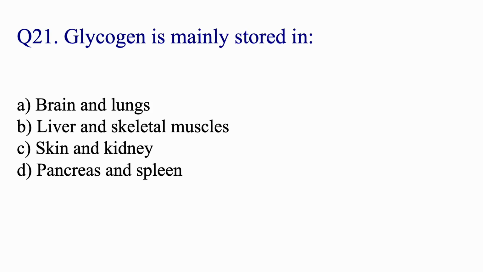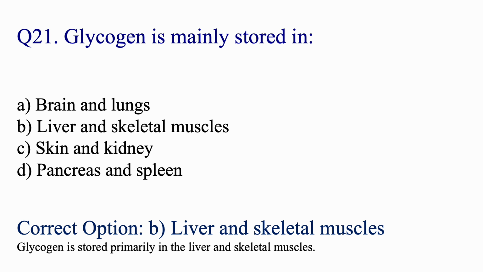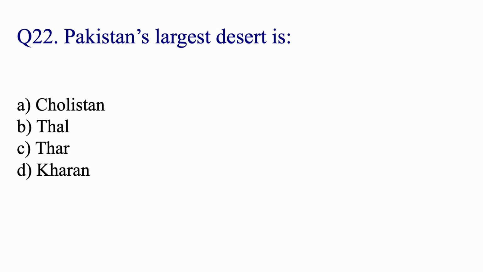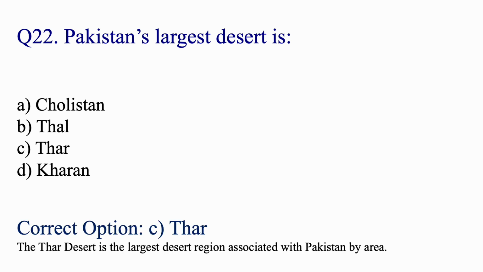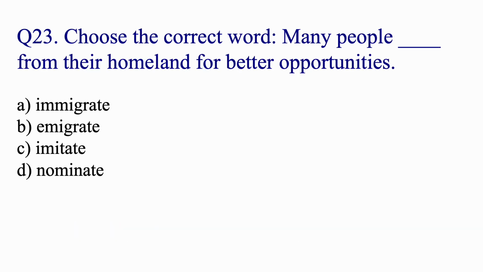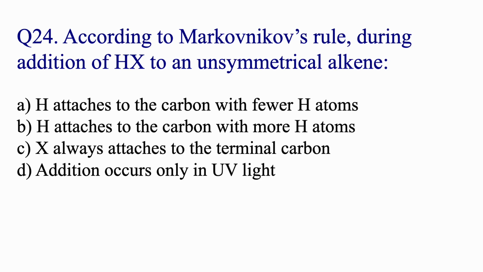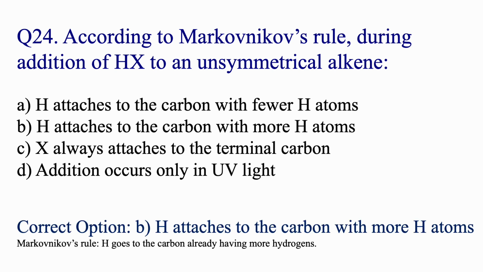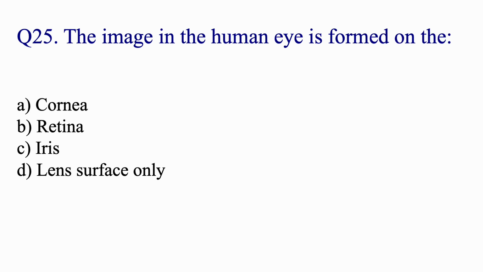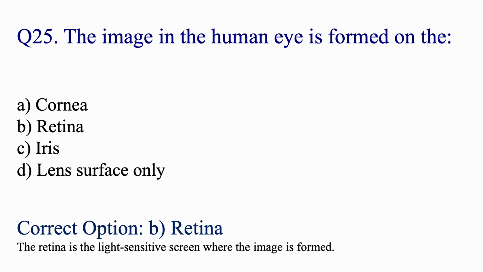Glycogen is mainly stored in liver and skeletal muscles. Pakistan's largest desert is Thar. Choose the correct word. Many people immigrate from their homeland for better opportunities. Option B, immigrate. According to Markovnikov's rule, during addition of HX to an unsymmetrical alkene, H attaches to the carbon with more H atoms. The image in the human eye is found on the retina.